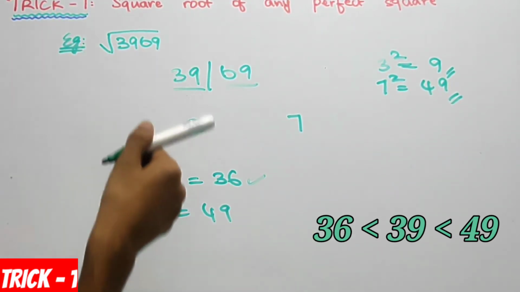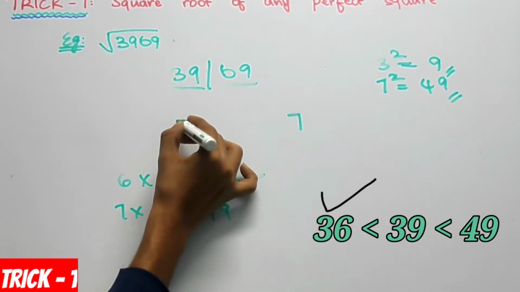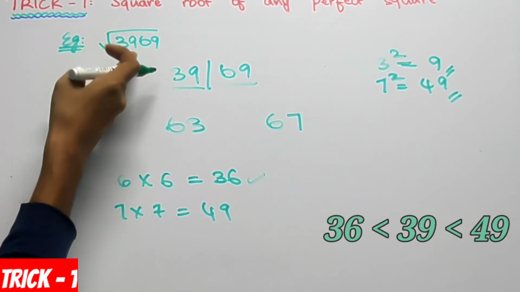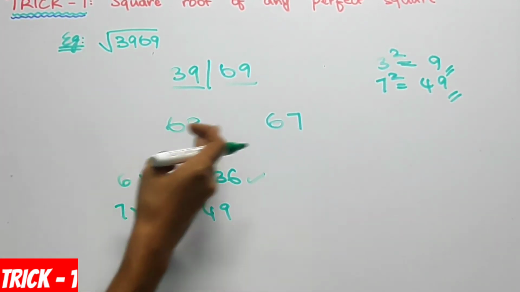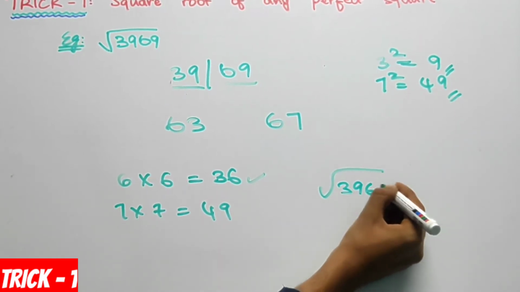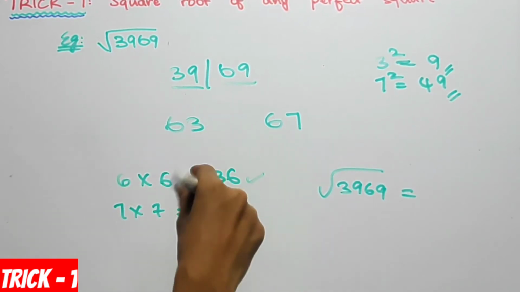Now after choosing the number 36, since you can observe that the number 36 is obtained only by 6 square, now put 6 in the tens place. Now the result of the square root of 3969 can be both 63 as well as 67. Now which of the two is the correct answer? How can we choose that?